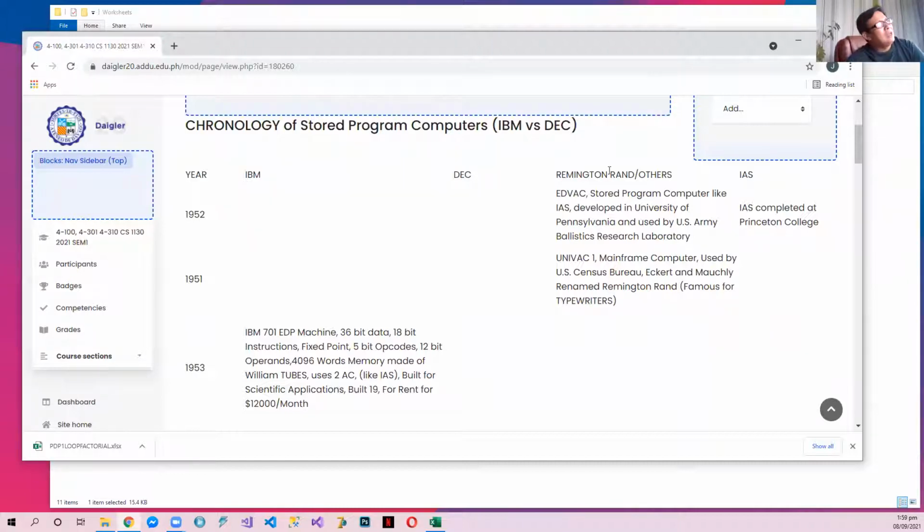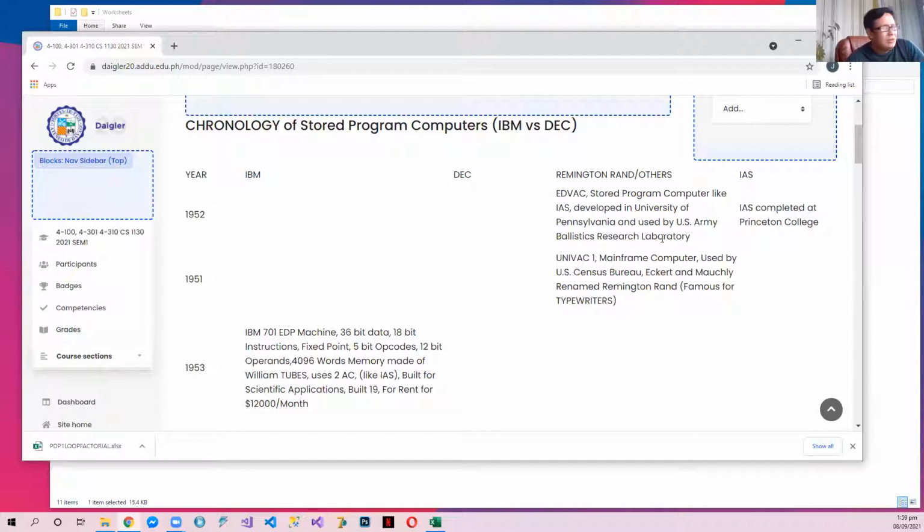Remington Rand, and then I think the IAS became Honeywell, no? Yung kay John von Neumann. I don't have a source for that. I tried to look up, no? So ito yun. 1952 was the completion of the IAS. And remember that it was first conceived by John von Neumann in 1946.